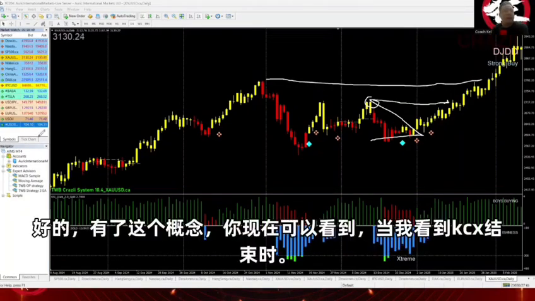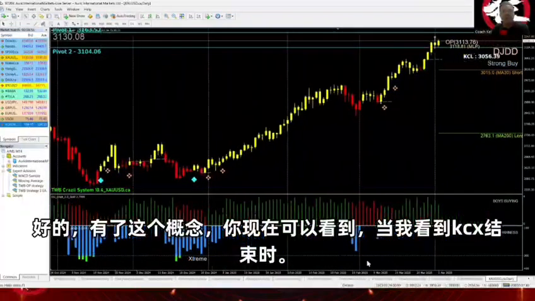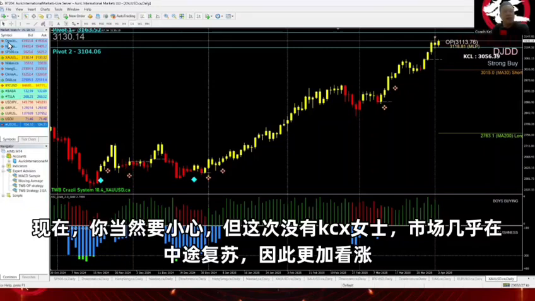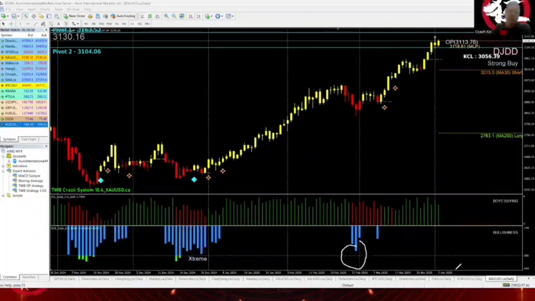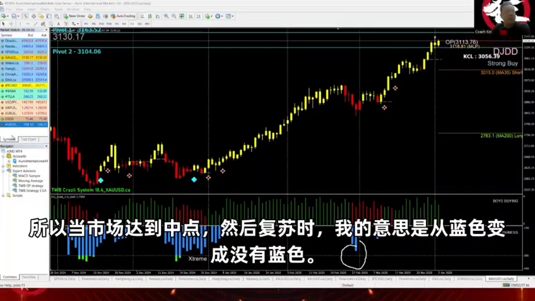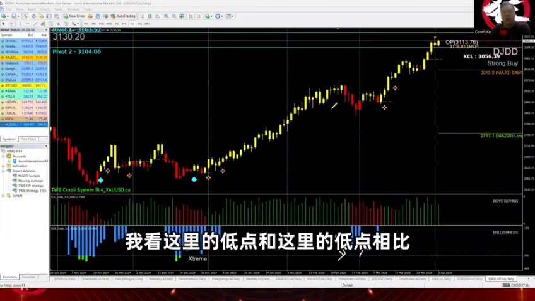With this concept, you can see it now when I see the KCX over here. Of course, you may say this one has no KCX. But this one, the market almost hit midway and recovered, so that is even more bullish. When the market hits the midpoint and then recovers, from blue turning to no blue, I look at the low here compared to the low here.